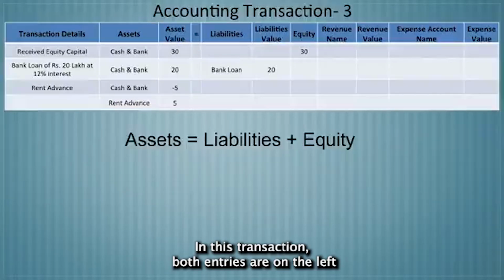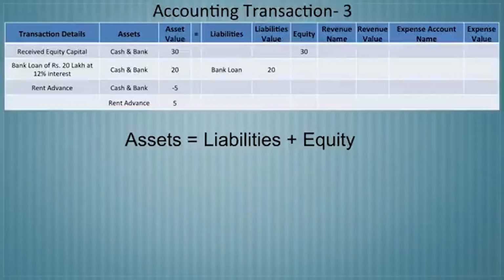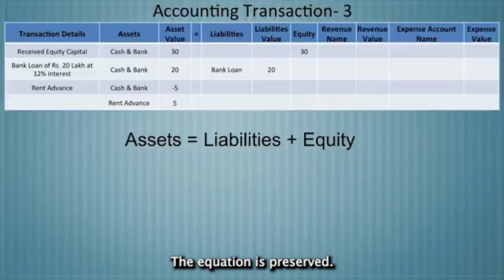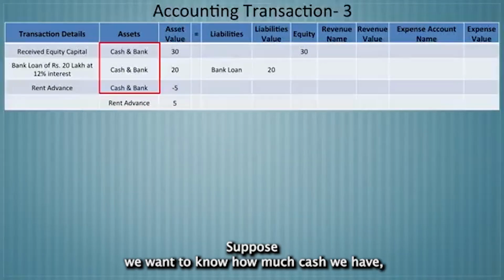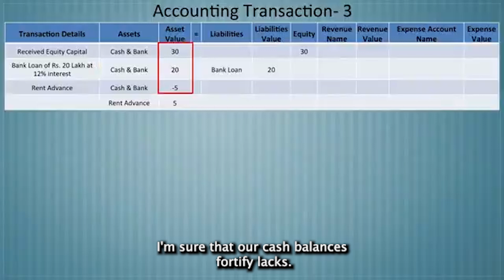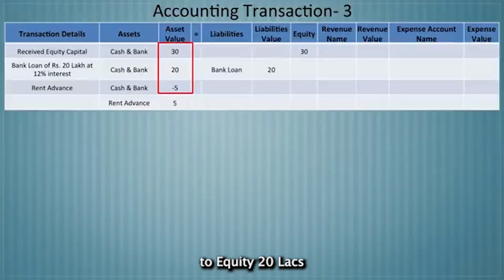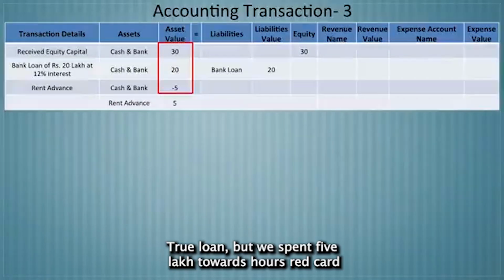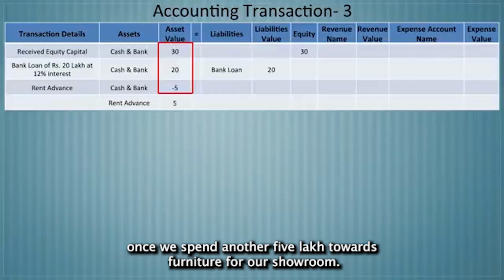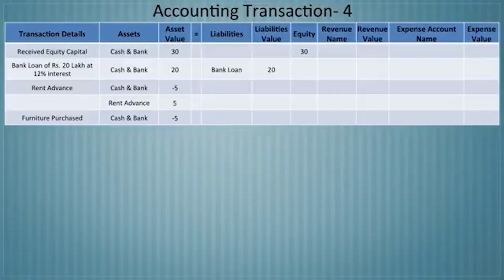In this transaction, both entries are on the left hand side, but with a different sign. The equations are preserved. Suppose we want to know how much cash we have. We add up all the cash values related to the cash column and show that our cash balance is 45 lakhs. That is, we collected cash of 30 lakhs through equity, 20 lakhs through loan, but we spent 5 lakh towards a rent advance. We spent another 5 lakh towards furniture for our showroom.